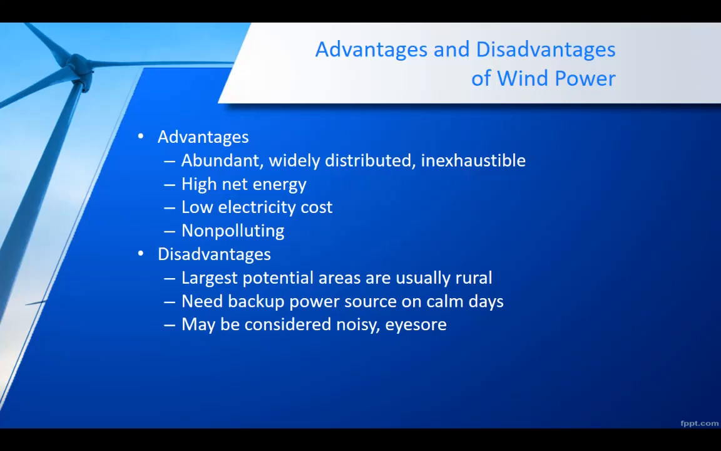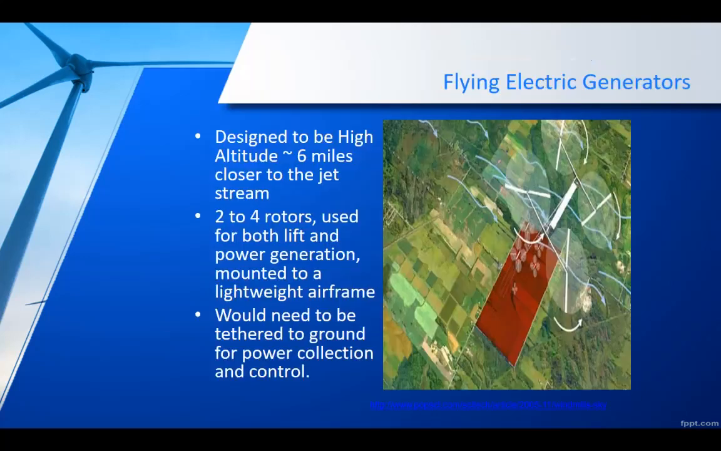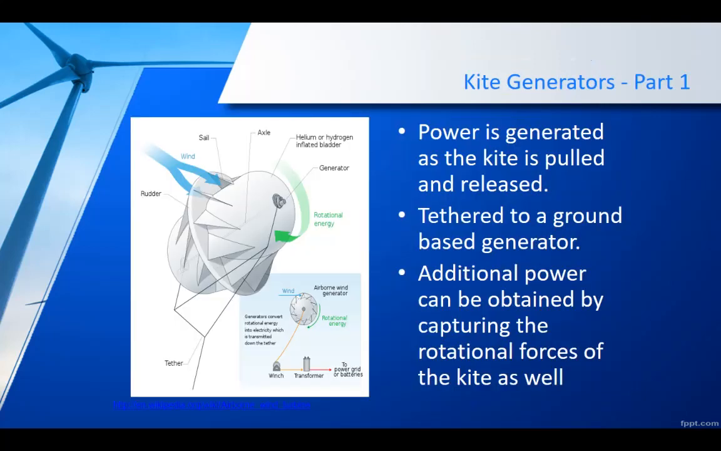Now, that's the main set of notes. I just wanted to do a quick little look at some of these new developments in terms of what they call high altitude wind power. I won't spend a lot of time here, but essentially it's designed to be about 6 miles closer to the jet stream. And you have these little 2 to 4 rotor type things for what we call the flying generators. They're mounted to a very lightweight airframe and would need to be tethered to the ground, kind of like a kite would be, which is interesting because the other group of these high altitude ones are known as kite generators. And there are two main designs that we typically see.